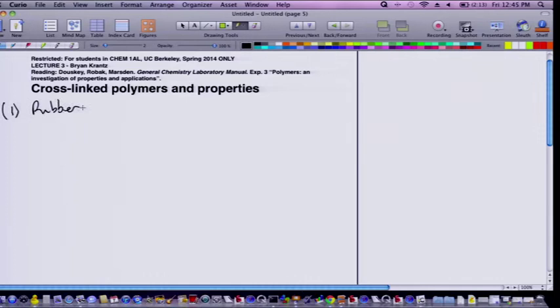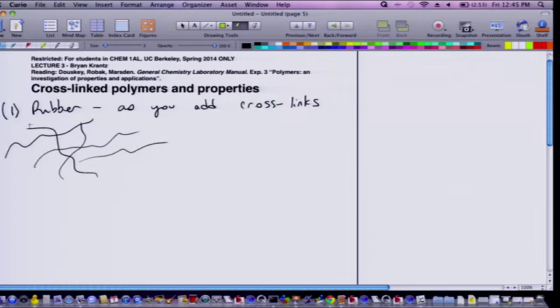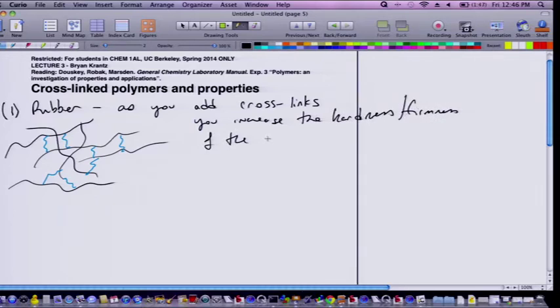And in rubber, as you add crosslinks, you think of the rubber as having many chains like this. And they could be oriented in different directions. And essentially, there are covalent crosslinks I'll draw here in blue between all these chains. And as you add more and more of these, you increase the hardness, the firmness of the rubber. So you'll start out with a very soft polymer if you have very few crosslinks, and you can kind of stretch it out. It might not even want to snap back so easily.